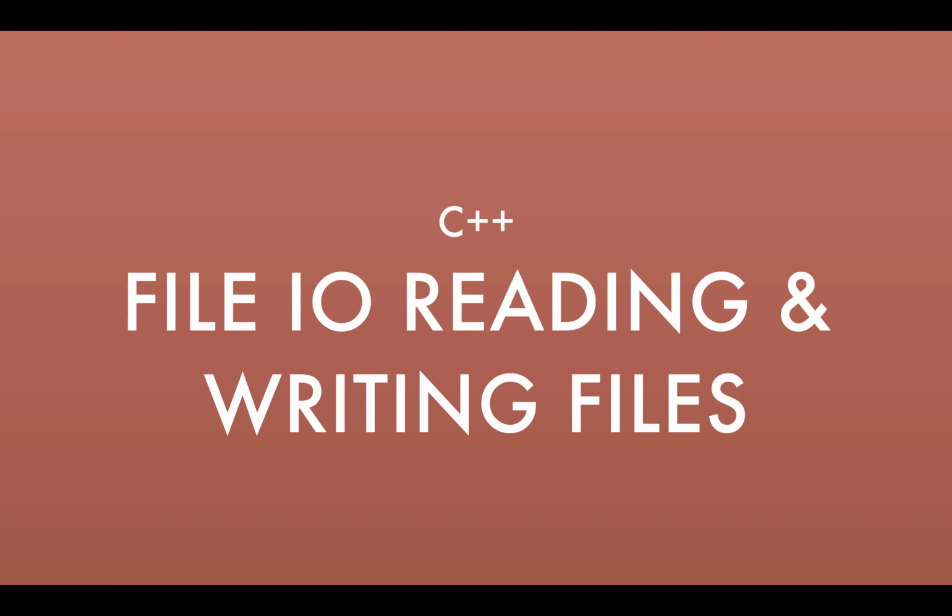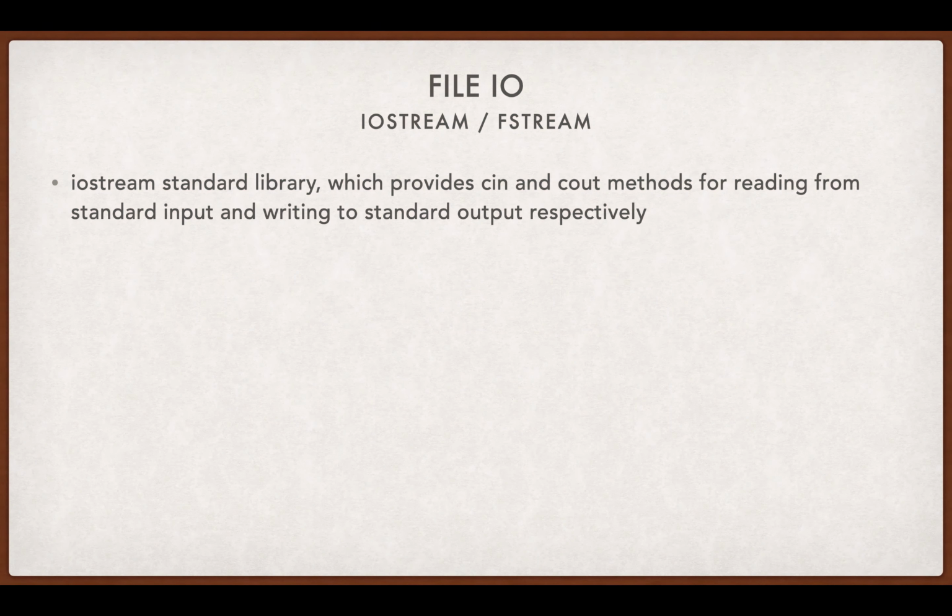Okay, so welcome to this tutorial. We're going to see how to read and write files in C++. Okay, the iostream and the fstream libraries. The iostream is the standard library which provides the cin and cout methods for reading from a standard input and writing to a standard output, respectively. The fstream is the file stream library that enables us to work with files.